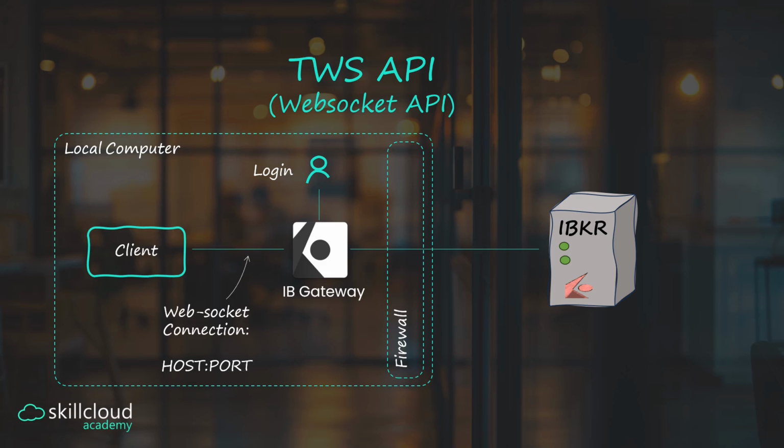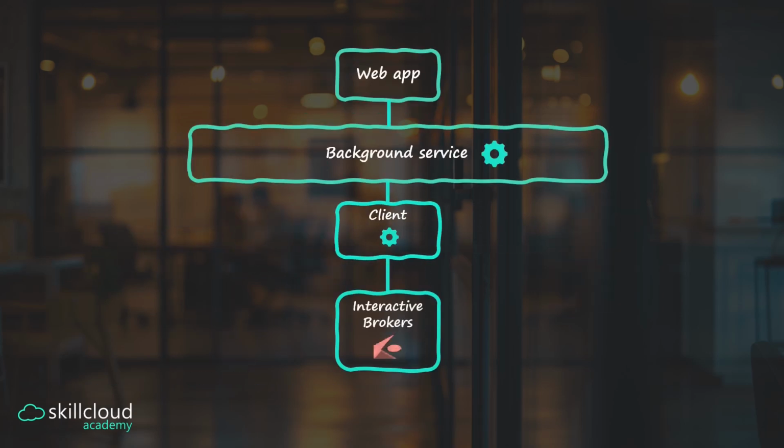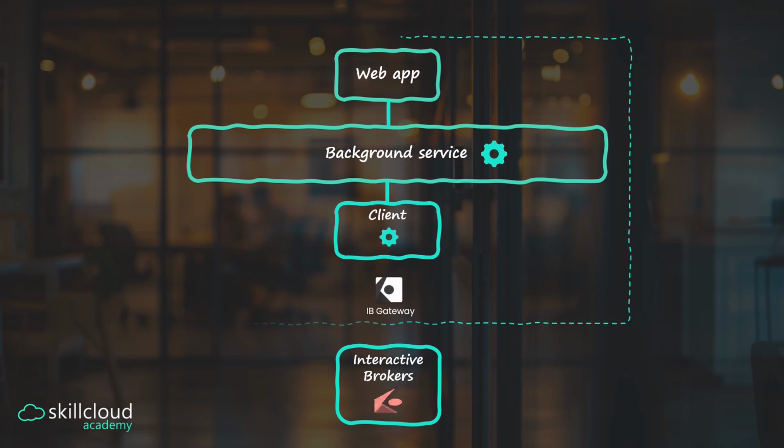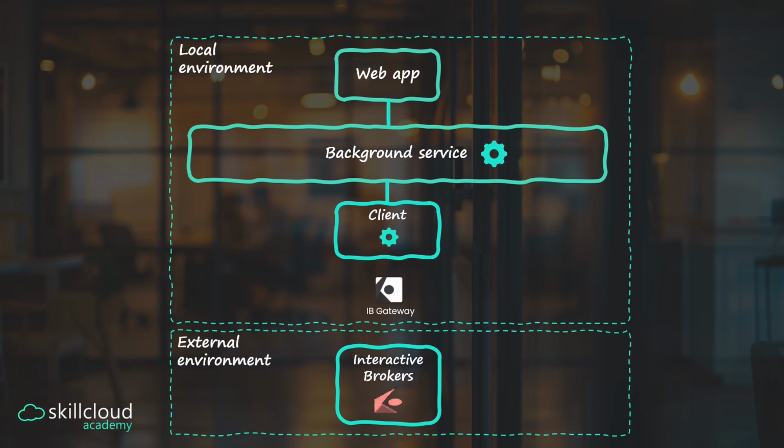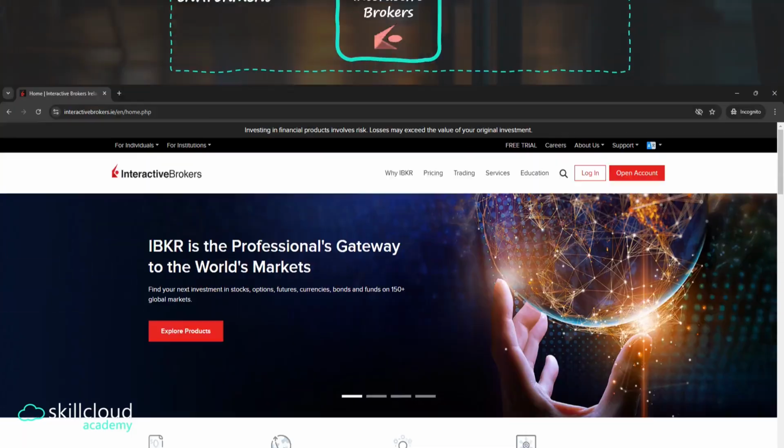If we zoom out a bit, our setup looks like this. We have our entire system running in our local environment, and then we connect to the external IB server through the IB gateway. Now let's install all the components we need to implement the IB client.